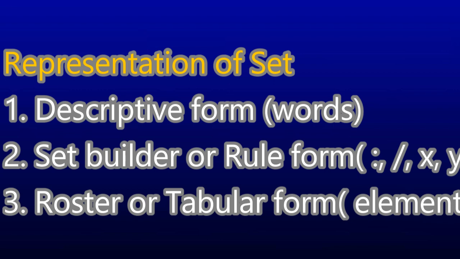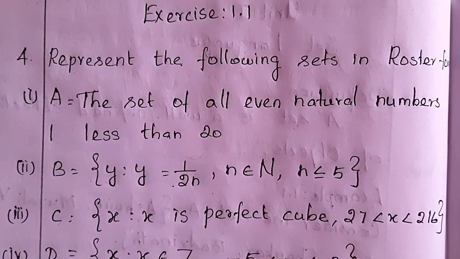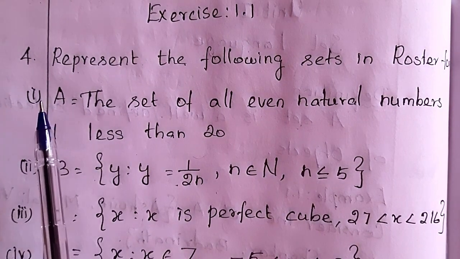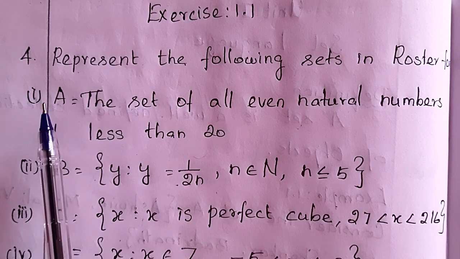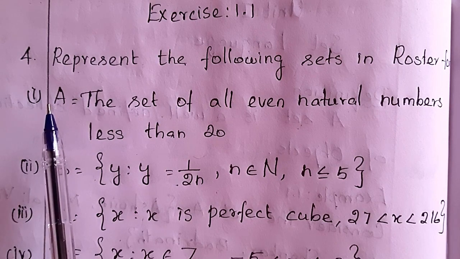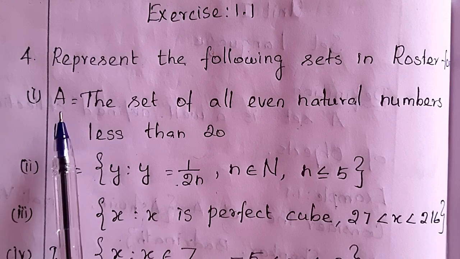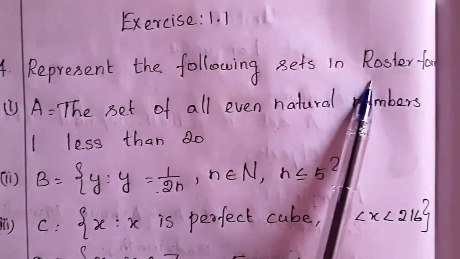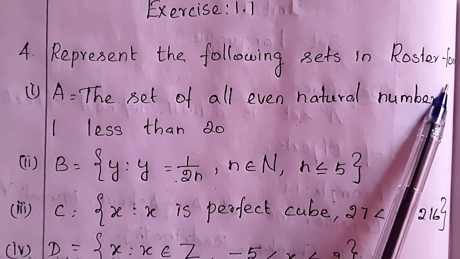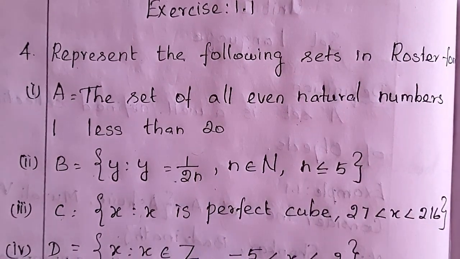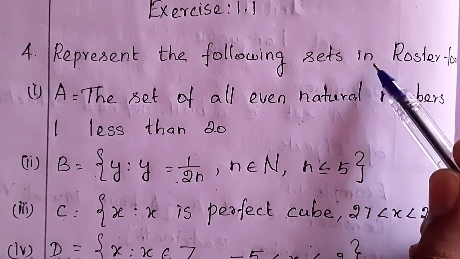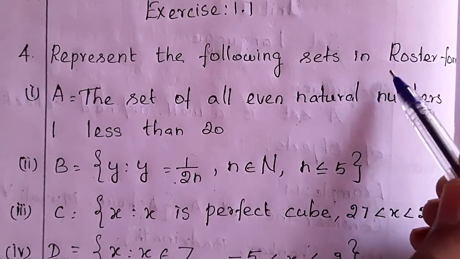Okay, let's go through the problems. Exercise 1.1, fourth problem. The first three problems were homework, and I hope you did that. Now we continue with the fourth problem. Represent the following sets in roster form. Okay, this is the question. Four sets are there, we can do them one by one. We have to change the following sets into roster form.